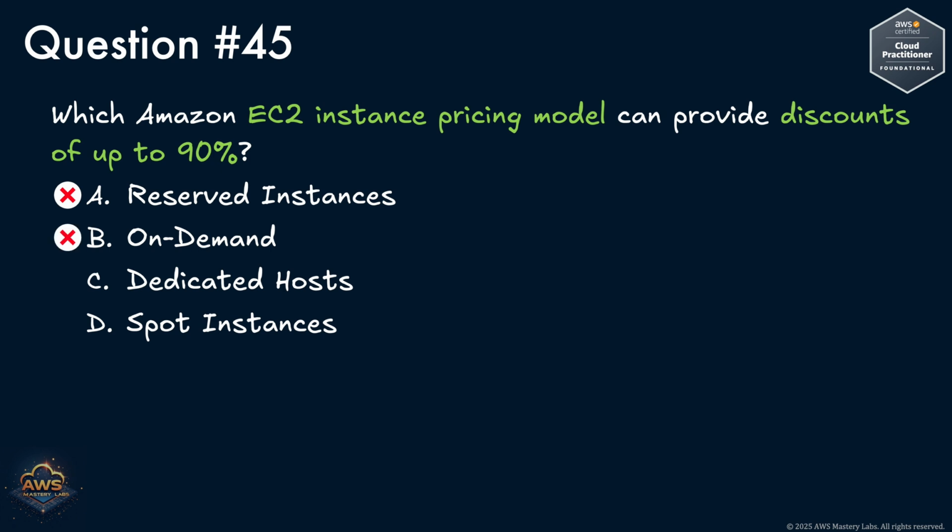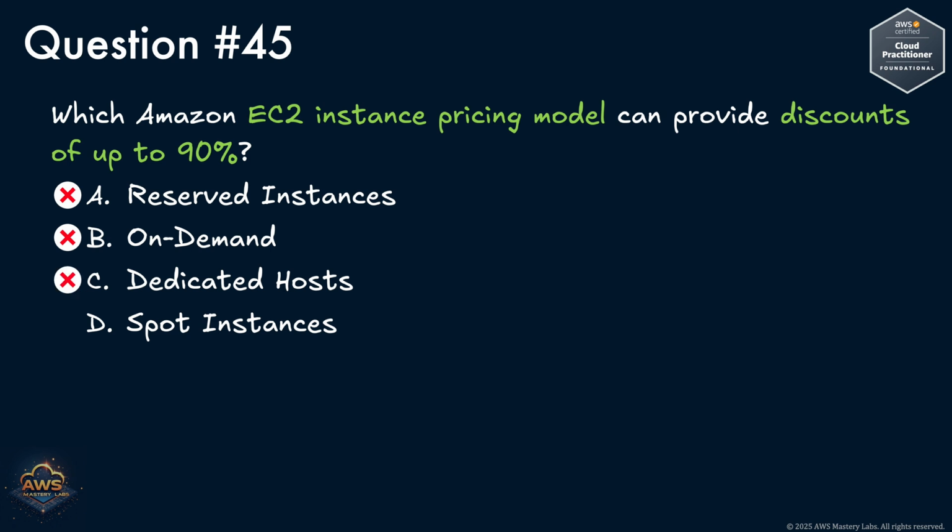Option B, on-demand. On-demand instances provide maximum flexibility by letting users pay for compute capacity by the hour or second without any long-term commitment. While this pricing model is convenient, it comes at the highest per unit cost and offers no discounts. Incorrect, because on-demand gives flexibility but does not offer discounts, certainly not up to 90%.